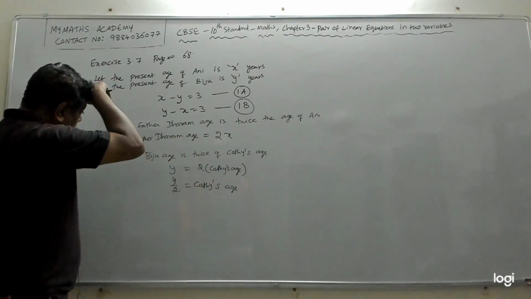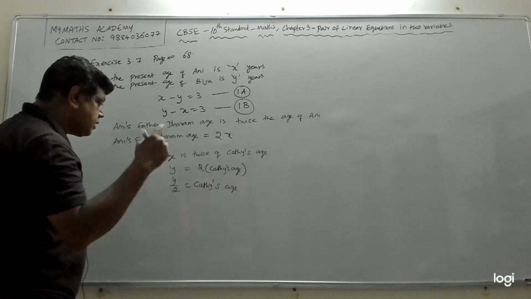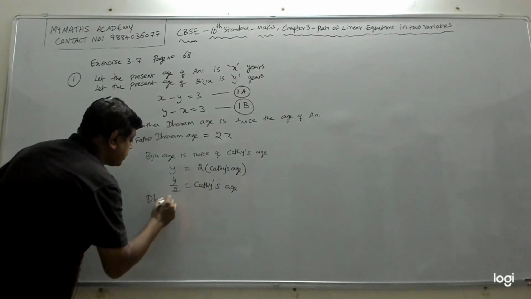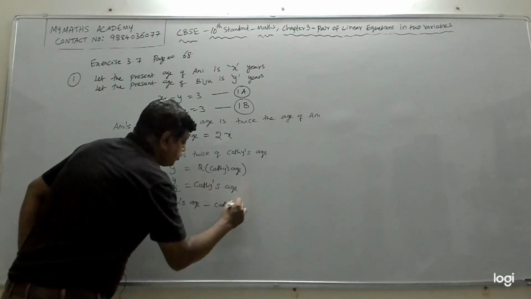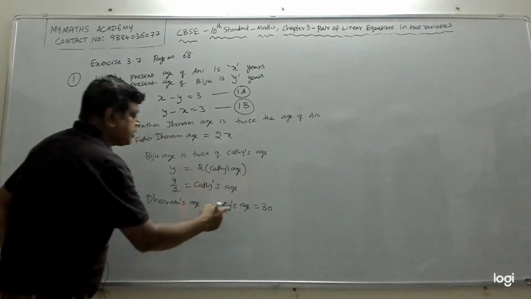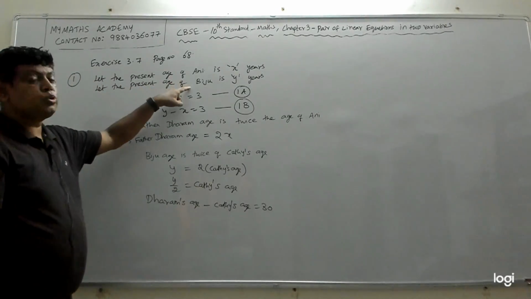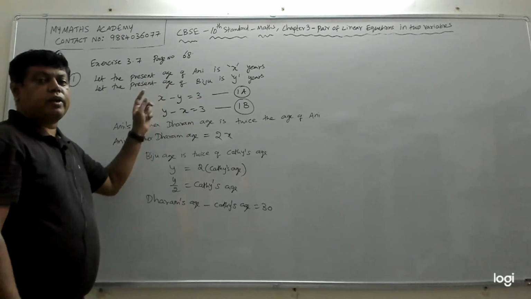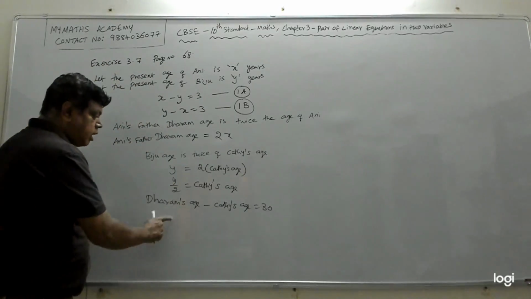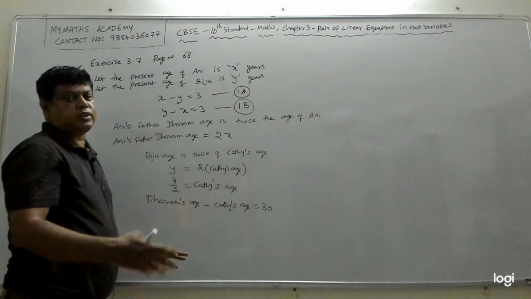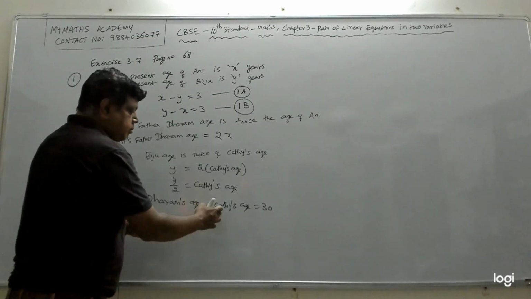So the difference between Dharam's and Kathy's age is 30, which means I can say Dharam's age minus Kathy's age is 30. Here I cannot say that Ani's age minus Biju's age is 3, because I don't know who is greater, or that Biju's age minus Ani's age is 3. So I have to take 2 cases there. But here we know it is Dharam minus Kathy. It cannot be Kathy's age minus Dharam's age, because Kathy is younger and Dharam is older. So the bigger age minus the smaller age is 30.